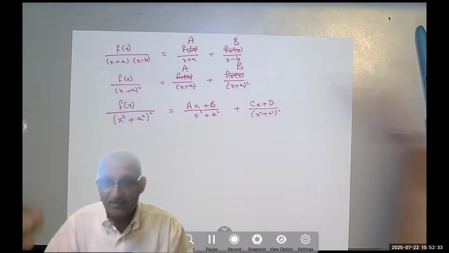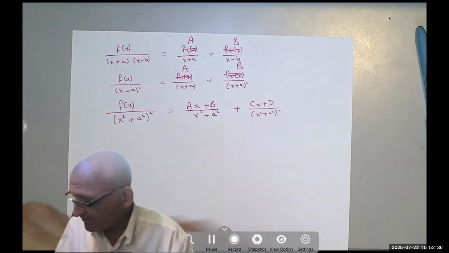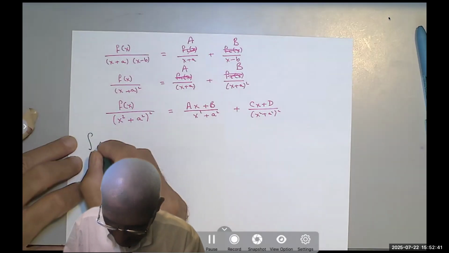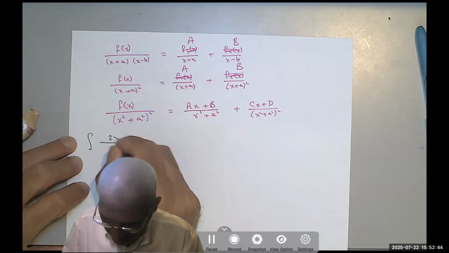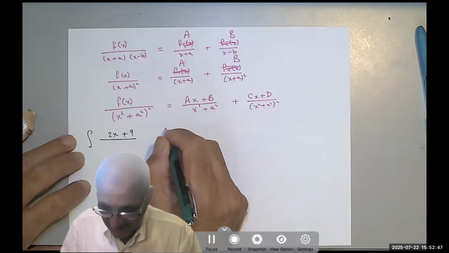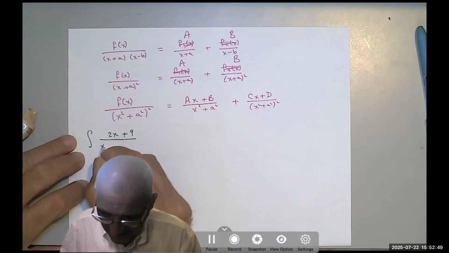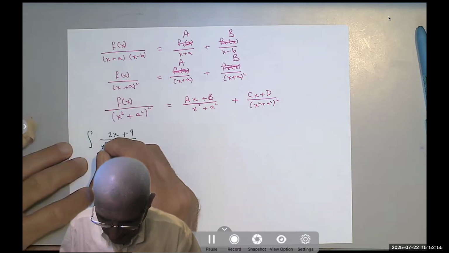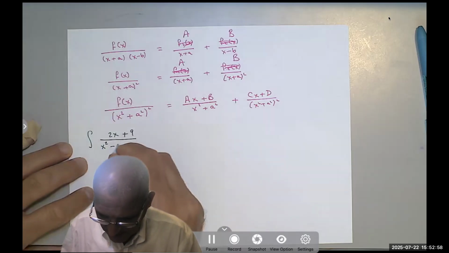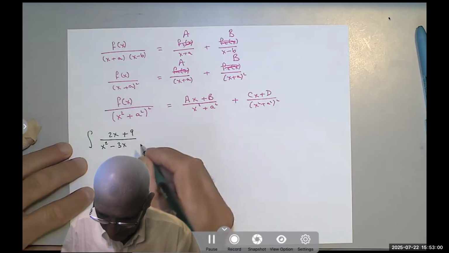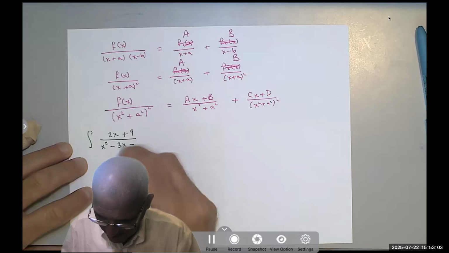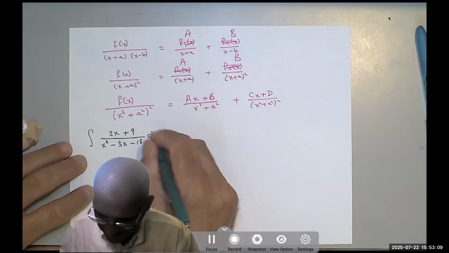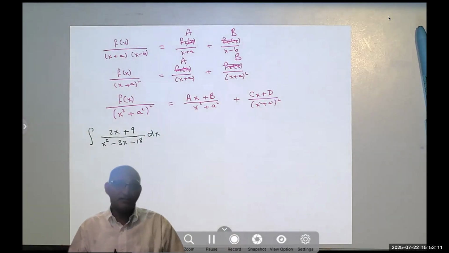So let's take some cases so we cover all the bases. If I have an integral, let's say I want to integrate any linear function, 2x plus 9, and then the denominator, I want to make it a quadratic that I can factor. So x squared minus 3x minus 18, for example, 3 times 6, or I can make it something else, dx. How would I integrate that?